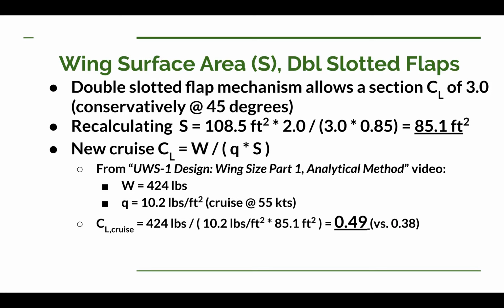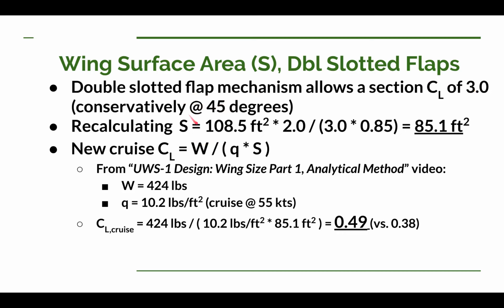Let's find out what the surface area of our wing would be if we just change the coefficient of lift for this double slotted flap. Let's be a little bit conservative. Instead of 3.1, let's assume we'll only get up to 3 on our coefficient of lift, or max coefficient of lift. And that would be at the 45 degree deployment angle of the flaps. Now let's recalculate our surface area then.